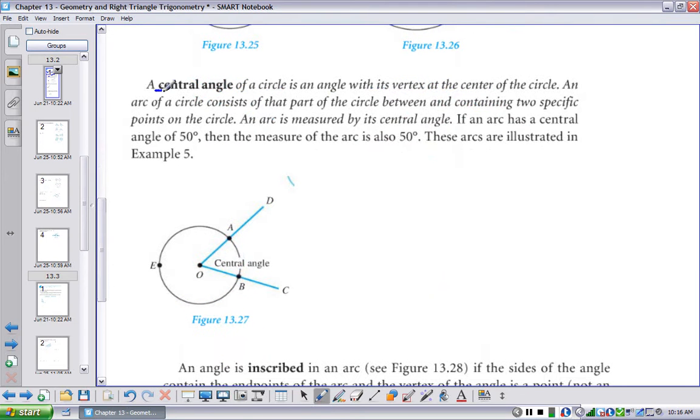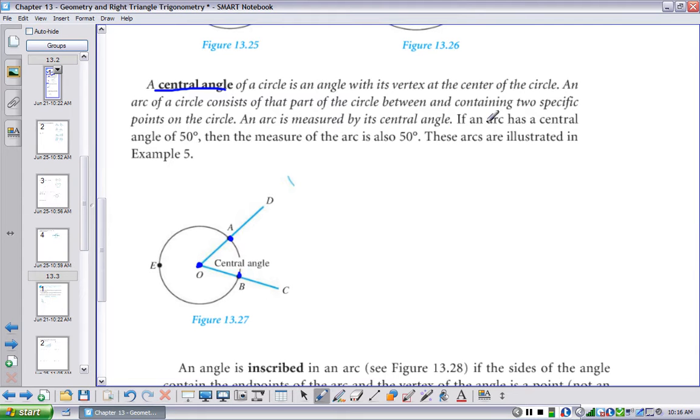A central angle of a circle is an angle with its vertex at the center of the circle. An arc of a circle consists of that part of the circle between and containing the 2 points on the circle. So from here, from A to B, is called an arc. An arc is measured by its central angle.